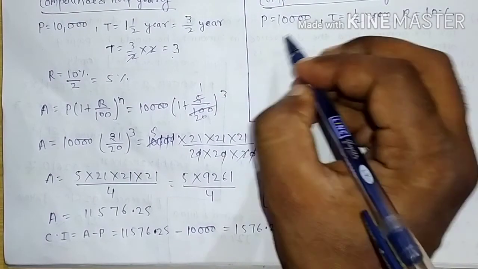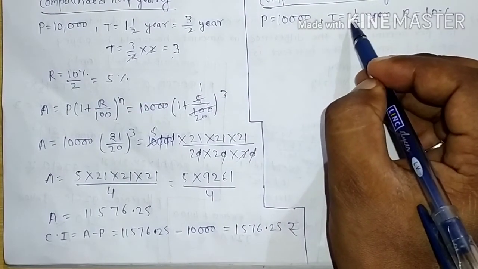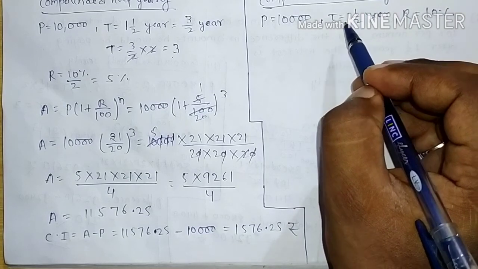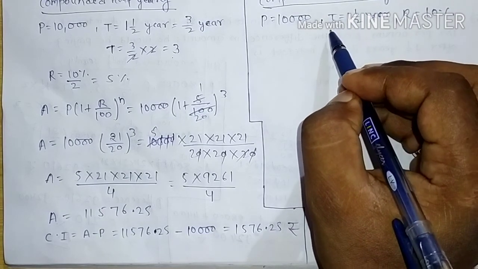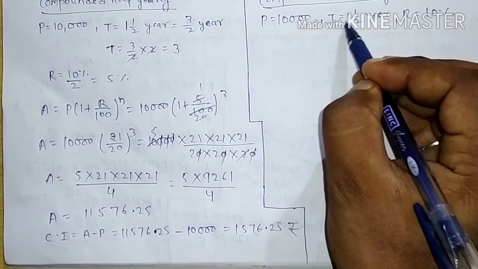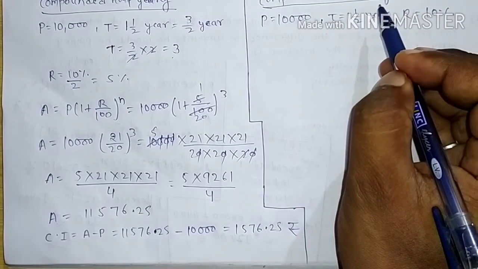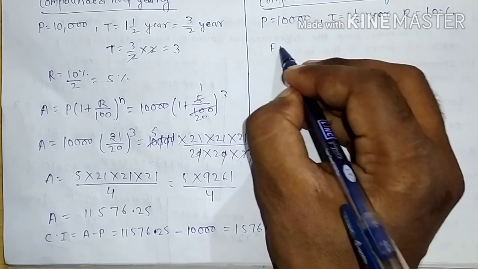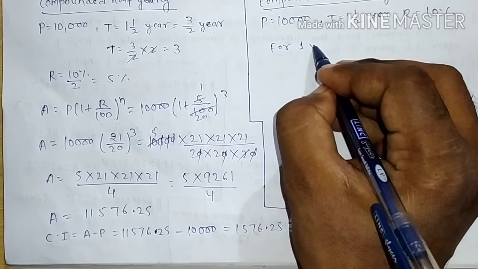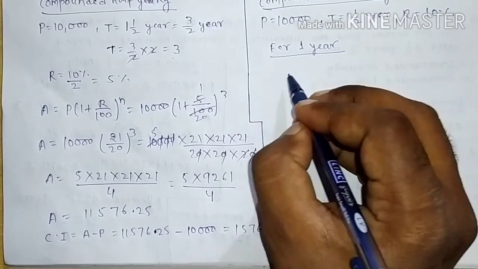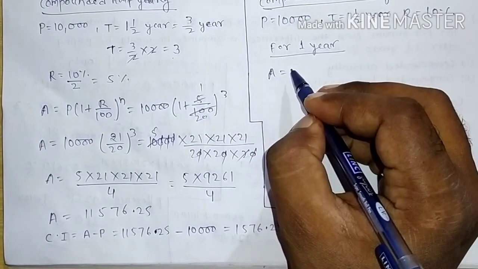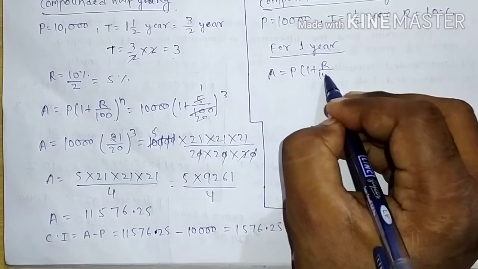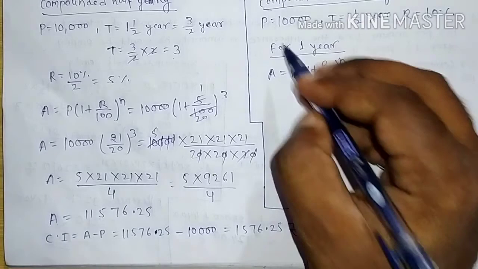First of all, we have to find time, which is given as 1.5 years. So first of all, we have to find the amount for 1 year. After this, we have to find the interest for half a year. So for 1 year, amount equals, as we know the formula, P(1 + R/100)^n. So just put the values here.